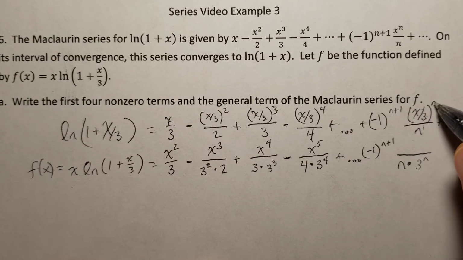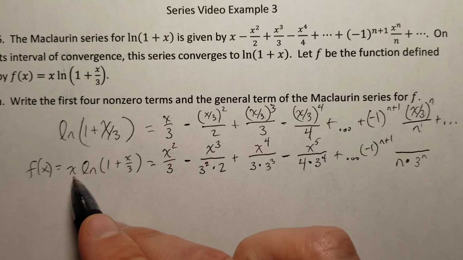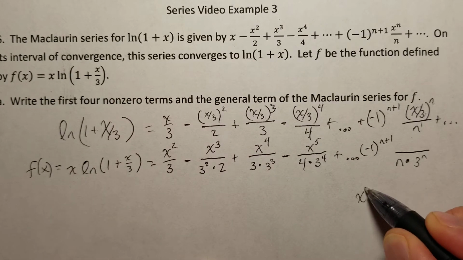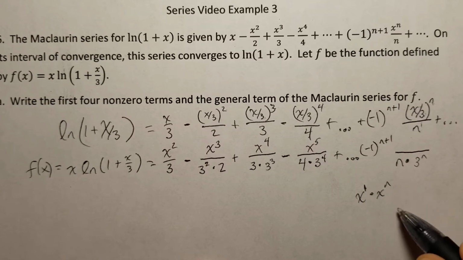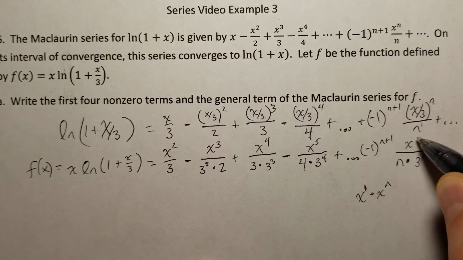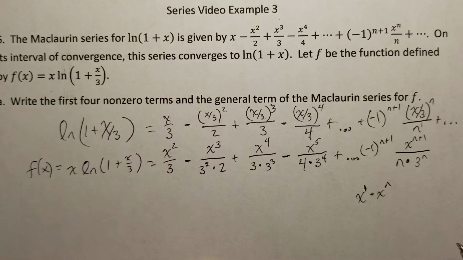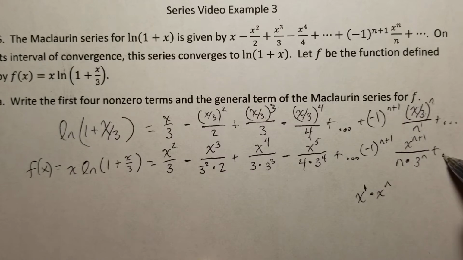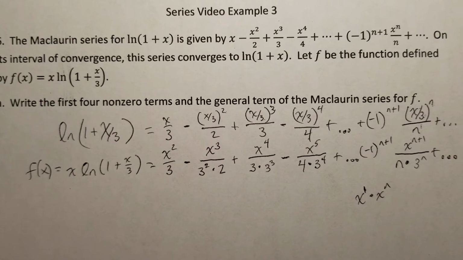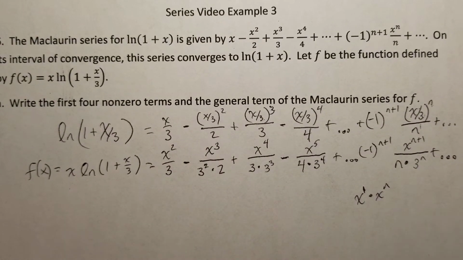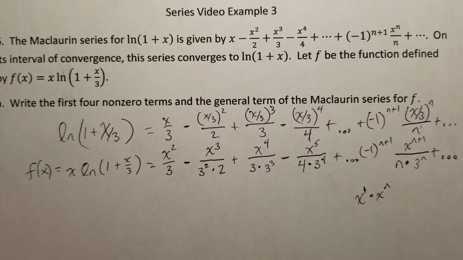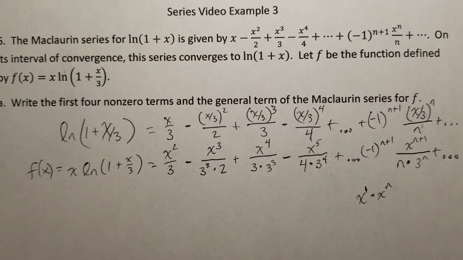And this will be x to the n, but then we're multiplying by an x to the first. So x to the first times x to the n. So maybe I'll write that down here. Adding my exponents will give me x to the 1 plus n, or n plus 1, plus dot, dot, dot. And there's our series, the first four non-zero terms, plus our general term. Now, this general term is going to be important when we get down into the letter B here.